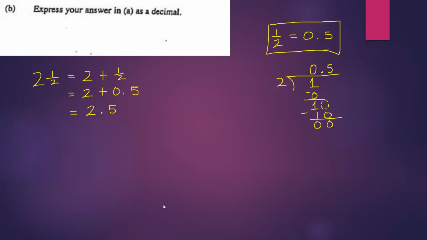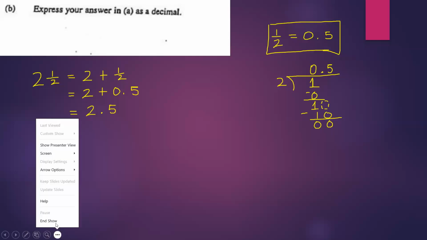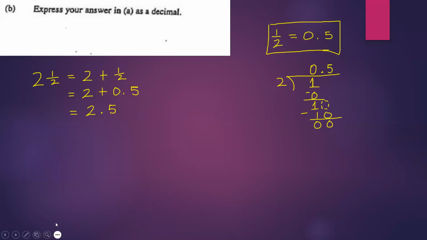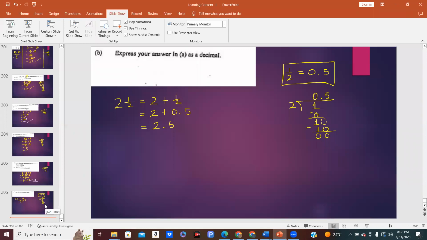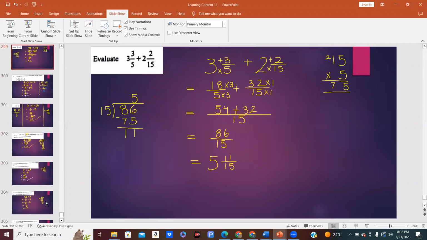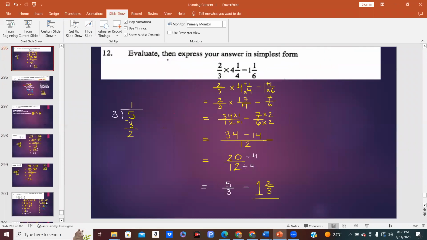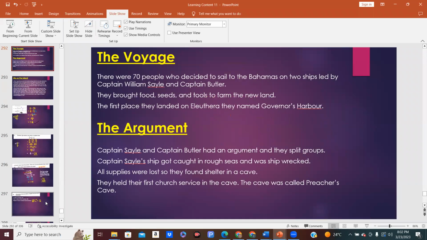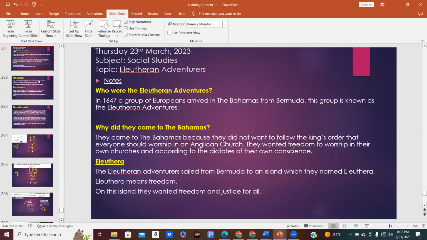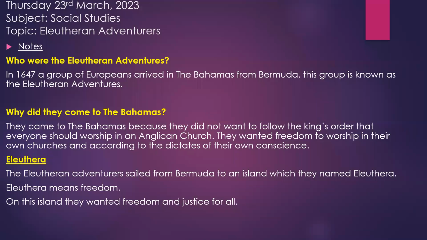All right, so let's move along. The last time we were here, we did the Loyalists, not the Loyalists, the Eleutheran Adventurers. Can anyone remember what we talked about with the Eleutheran Adventurers? Why did they come to the Bahamas? For religious freedom. They came for freedom. Okay. Give me one more minute, please. Come right back.